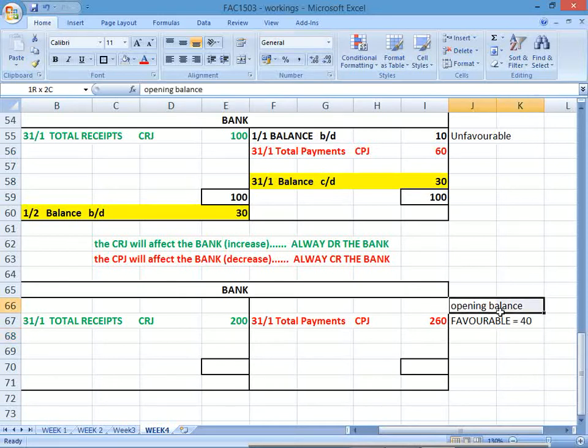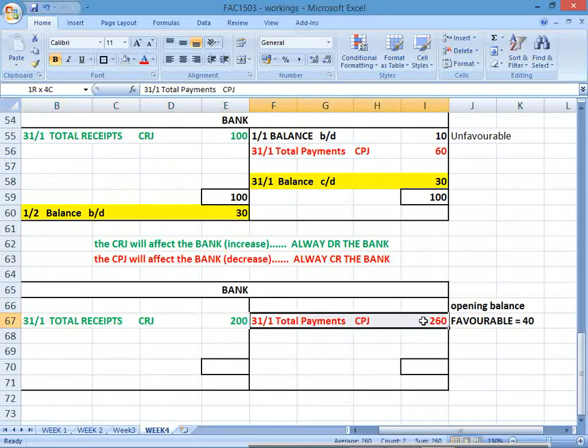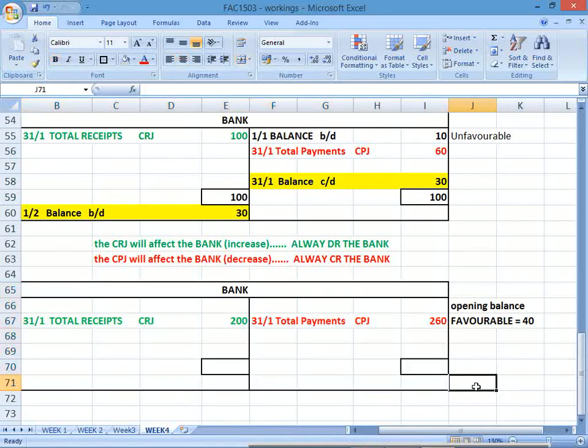Right, so that's the information that you'll be given. Okay, you'll need that. Obviously, the receipts would have come from the CRJ. The payments would have come from the CPJ. That I won't draw up here, but I'll just give it to you as is. Okay, would you be able to balance this account? Okay, hopefully. Do what we did previously. Try it. Put in the opening balance and then balance the accounts.